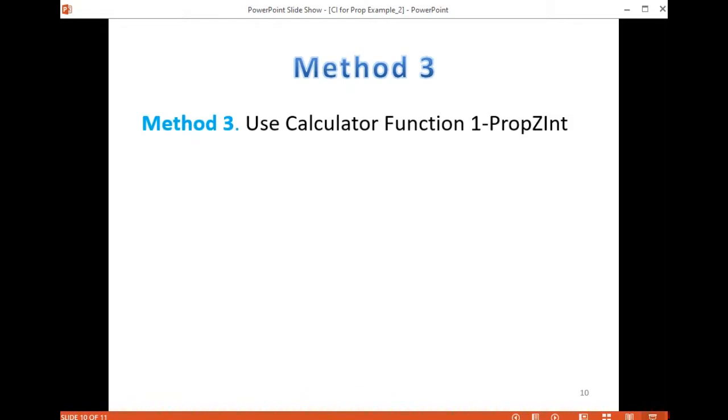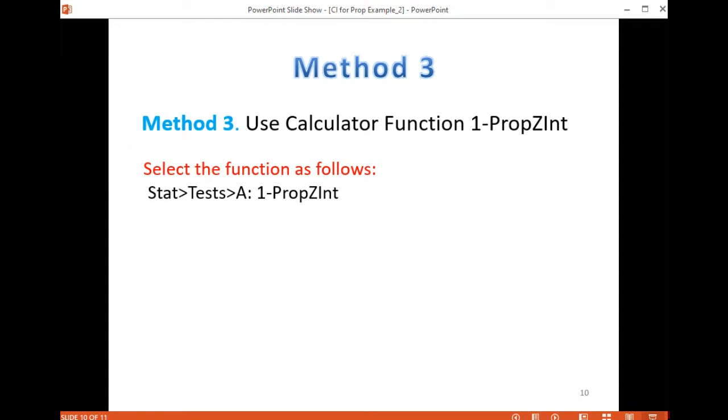This is just to use the calculator function, which is called Prop ZInt. This function is built just for finding the confidence intervals of proportion. So all you have to do is find it and plug in the values that it needs. Here's how you find it on the calculator.